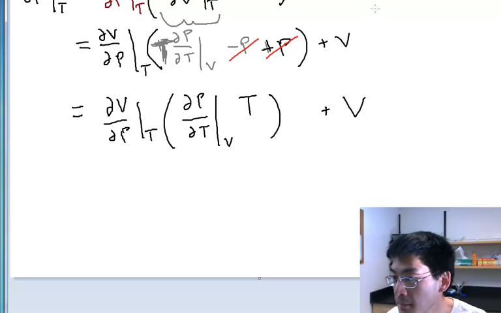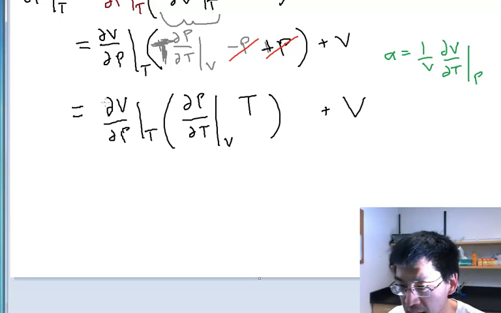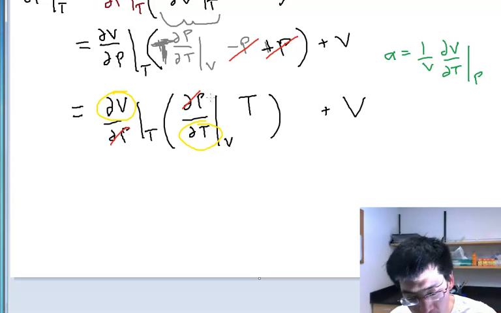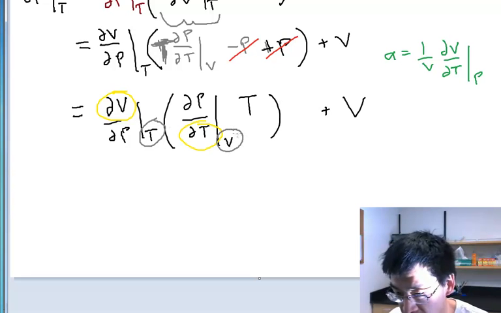Now remember that what I wanted was alpha to be in the equation at the end, and alpha is equal to dV/dT at constant P. So I need a dV/dT. So here's dV, and here's dT. So hey, can I just cancel these and get dV/dT? No, I can't. And why is that? That's because this is at constant T, while this is at constant V.